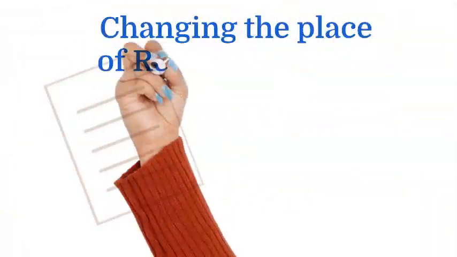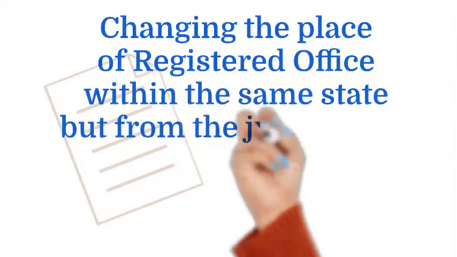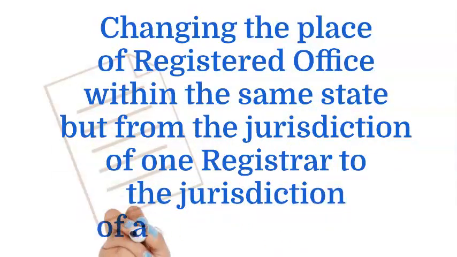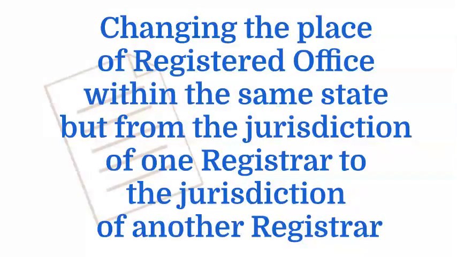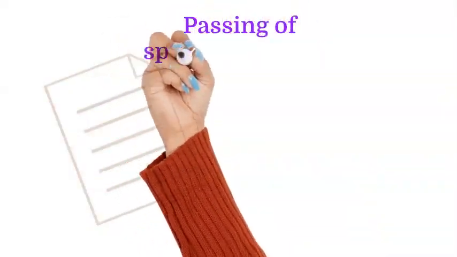Let us now move on to the third case, that is changing the place of registered office from the jurisdiction of one registrar to the jurisdiction of another registrar in the same state. So a company can shift the place of its registered office within the same state from the jurisdiction of one registrar to another by passing a special resolution and by obtaining confirmation from the regional director. The confirmation of the regional director is important.